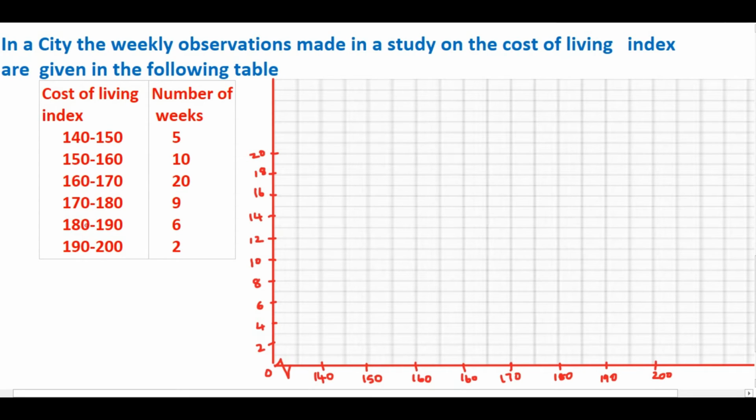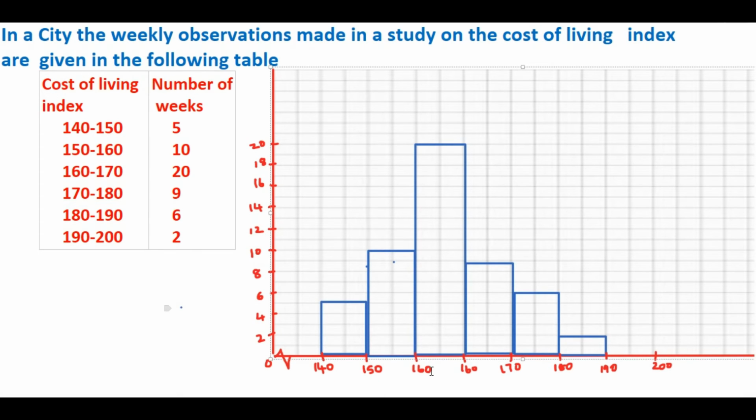So we'll have rectangles. When you draw the histogram, we'll have rectangles of uniform width. So first 140 to 150, it is 5. So we'll draw that, 140 to 150, it is 5. Again 150 to 160, it is 10. So I have completed the histogram.